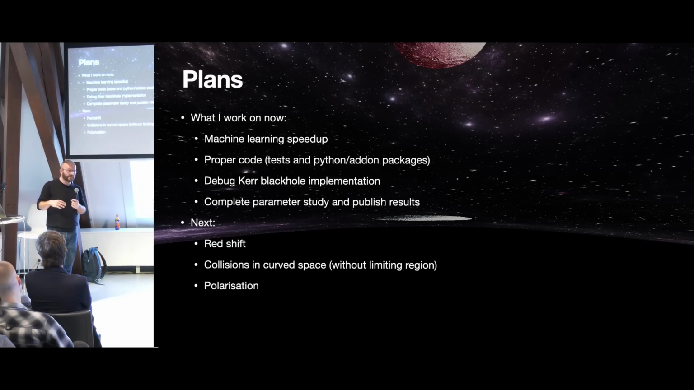So what's not in it is actually the redshift. So light that actually goes out of a gravitational field gets redshifted, so it changes its color. That's not in there. Then collisions inside this sphere are not in there yet. I'm close. So the sphere represents the space where I treat the space as curved. And the polarization of light. So light is an oscillation, and it can oscillate in different directions. This also gets influenced by the curvature. So this is also something that's not in the code right now.